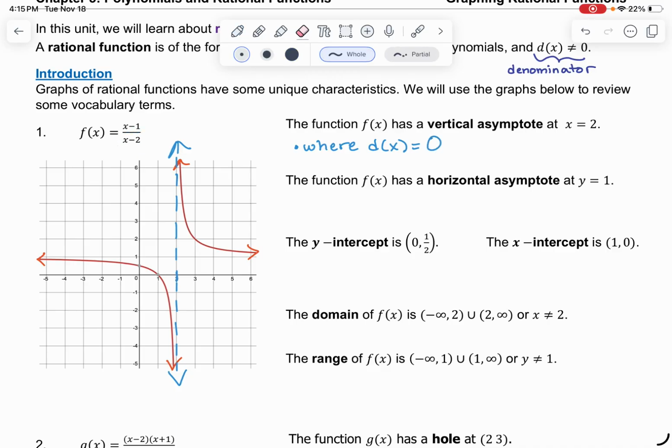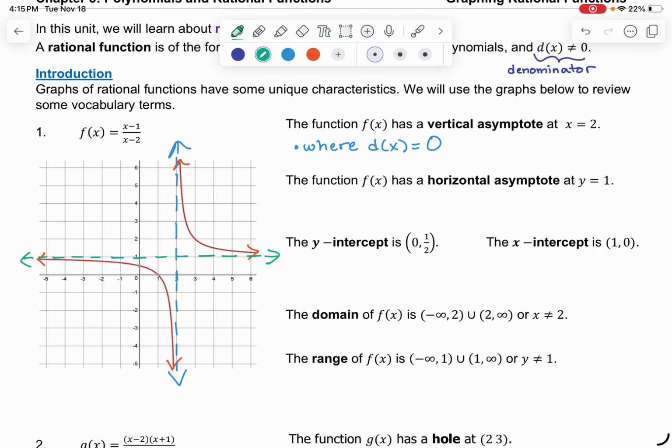All right, so next it says that the function has a horizontal asymptote at y equals 1. So let's go ahead and draw in y equals 1. So that would be a horizontal line through y equals 1. So draw another dashed line. And notice again, the branches approach but do not touch this line.